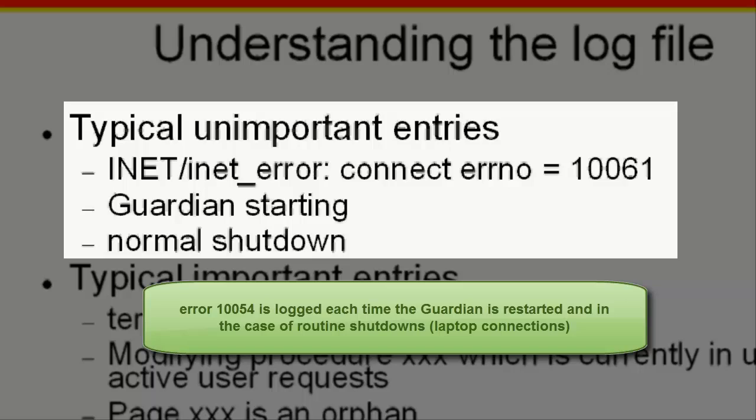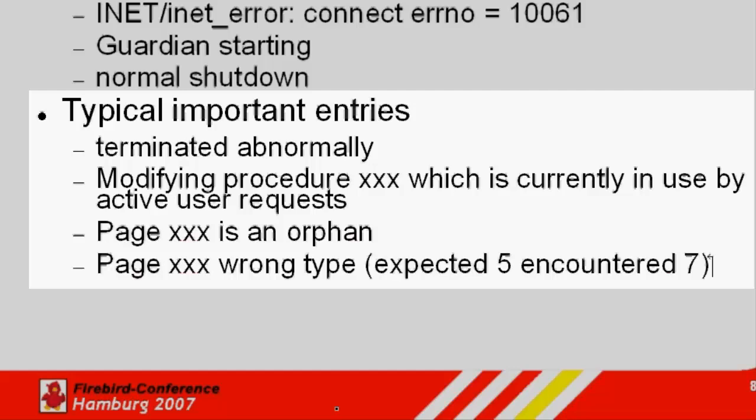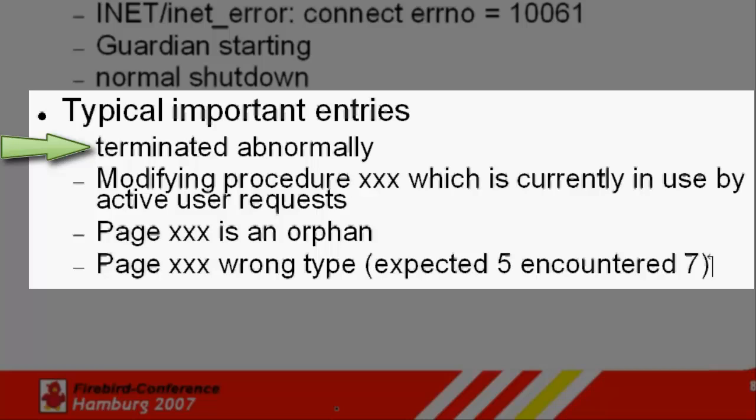It's also worth looking at the logs on the client side. There are, however, a few important entries which you should take note of should they appear in your log. Terminated abnormally: an indication that someone has shut down your Firebird server by pulling the plug. Modifying procedure X, which is currently in use by active user requests. This occurs fairly often with Firebird 2.